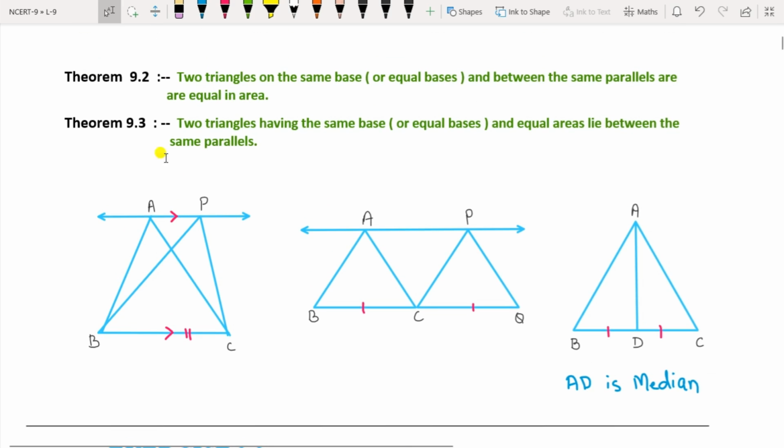And theorem 9.3 is: two triangles having the same base and equal area will lie between the same parallel lines. So this is the converse of theorem 9.2. That is, if two triangles are on the same base and their area is equal, then they will lie between the same parallel lines. So these are the two theorems that we have seen in exercise 9.3.